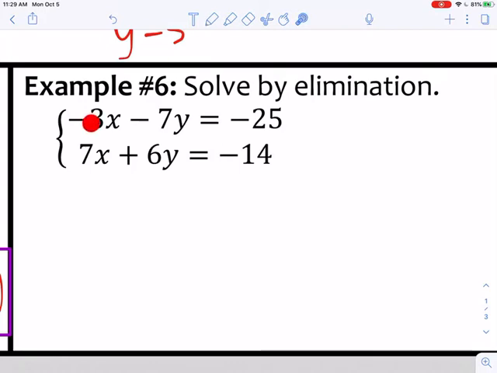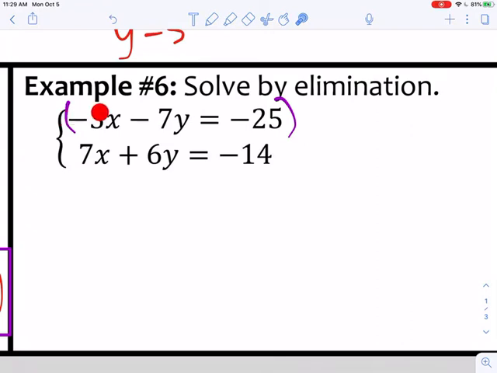So can I multiply 3 by anything to get to 7? No. Can I multiply 7 by anything to get to 6? No. We ask ourselves the other way back. Can I multiply 7 by anything to get to 3? No. 6 by anything to get to 7? No. So what that means is I have to multiply both equations by a constant number that's going to make them line up. So I might just choose 3 and 7, right?